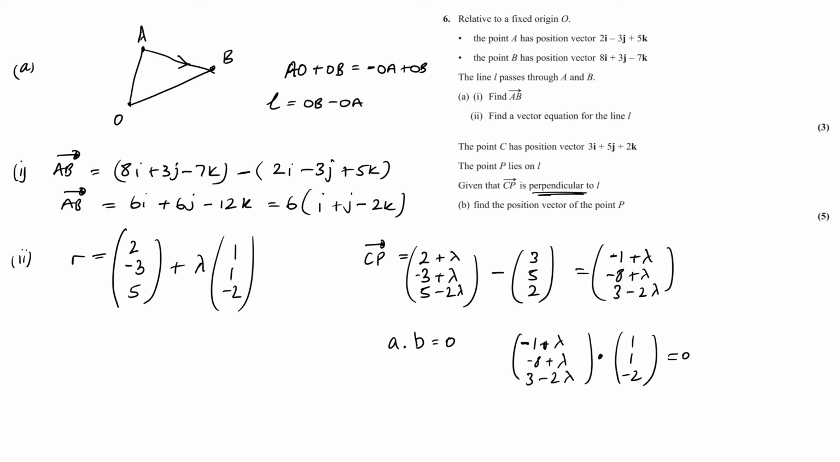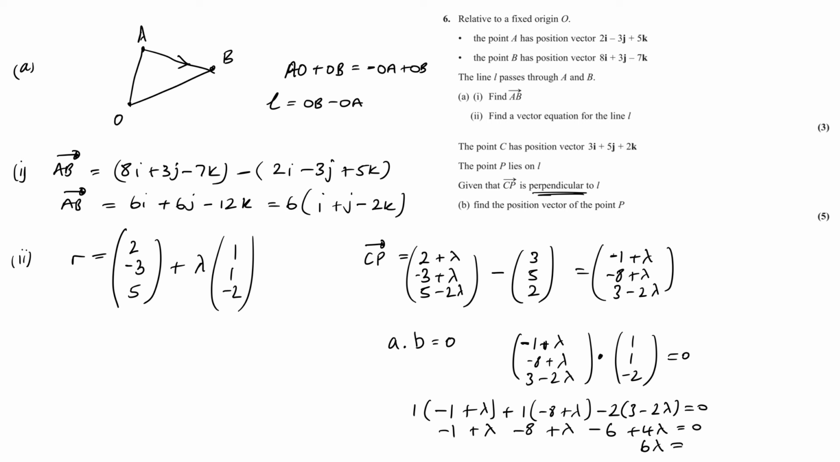Okay, so let's multiply these out. So we got 1 times minus 1 plus lambda, plus 1 times minus 8 plus lambda, minus 2 times 3 minus 2 lambda. So that is minus 1 plus lambda, minus 8 plus lambda, minus 6 plus 4 lambda. So we've got there 6 lambda, and we've got minus 1 and minus 8 is minus 9, and minus 6 is minus 15. Take to the other side is 15.